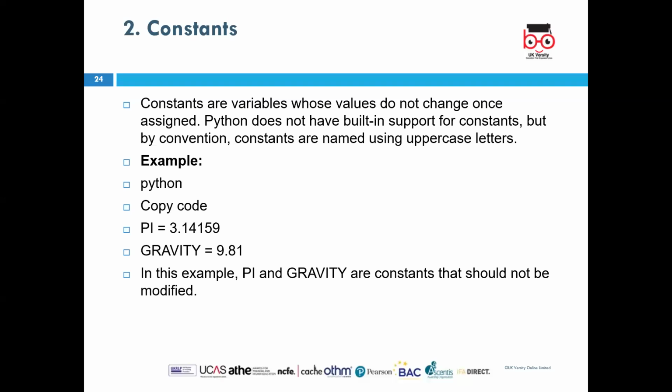Also, constants, as I explained, are variables which do not change. So for instance, pi, numpy, it is a fixed value and cannot be changed. So when we're doing a mathematical calculation, we know that this value does not change.